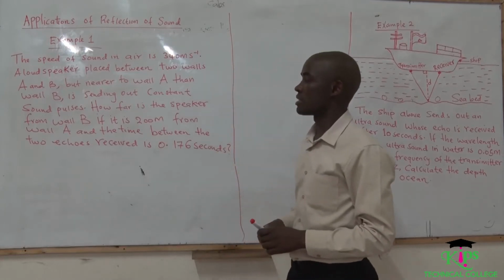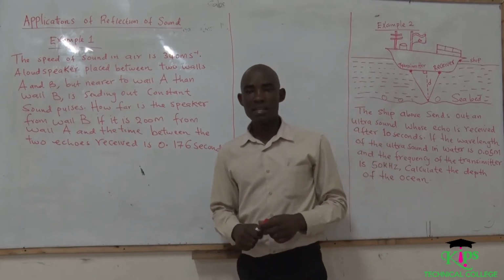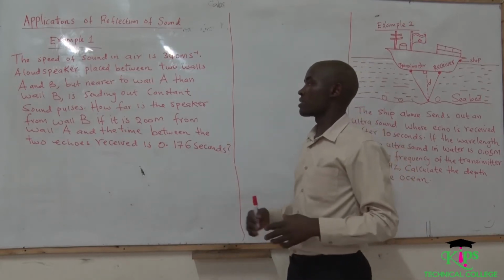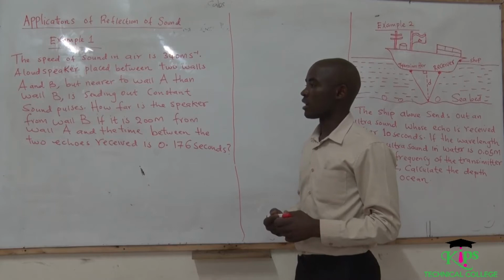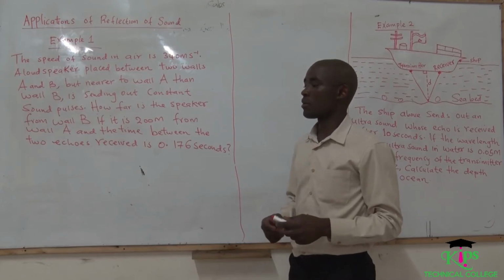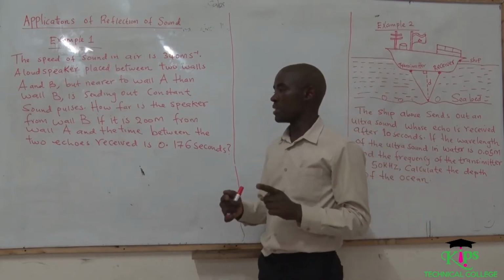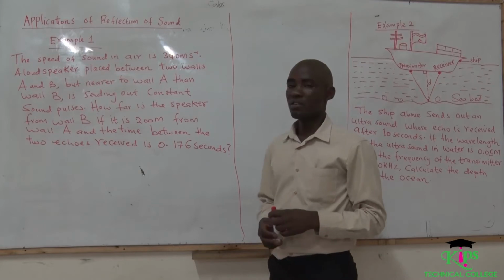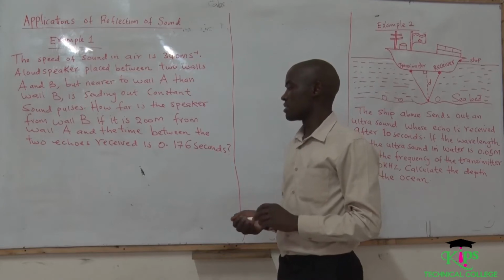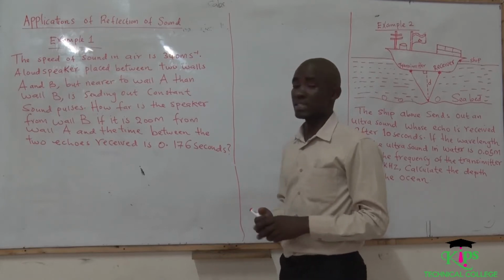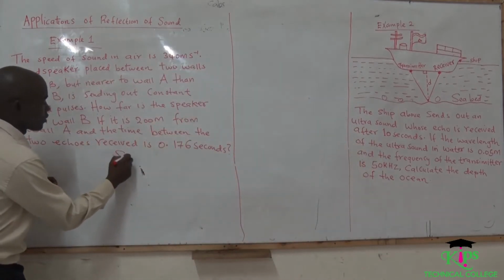The example reads: the speed of sound in air is 340 meters per second. A loudspeaker placed between two walls, A and B, but nearer to wall A than wall B, is sending out constant sound pulses. How far is the speaker from wall B if it is 200 meters from wall A, and the time between the two echoes received is 0.176? The solution for this one is very simple.